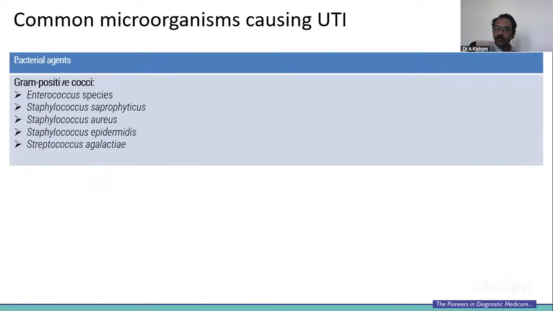Apart from these, gram-positive cocci are also there, like Enterococci, Staphylococcus saprophyticus, Staphylococcus aureus, Staphylococcus epidermidis, and Streptococcus agalactiae, of which even a lower count of Staphylococcus aureus can be determined as a significant bacteriuria.